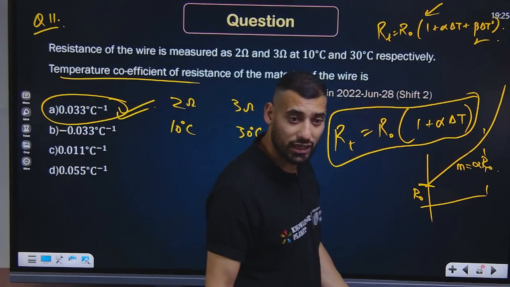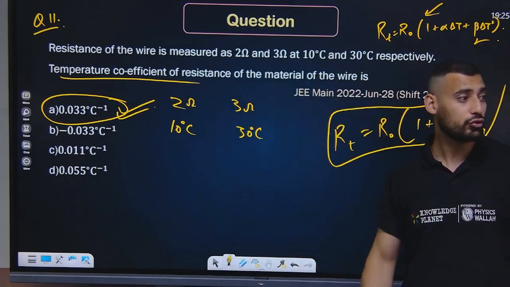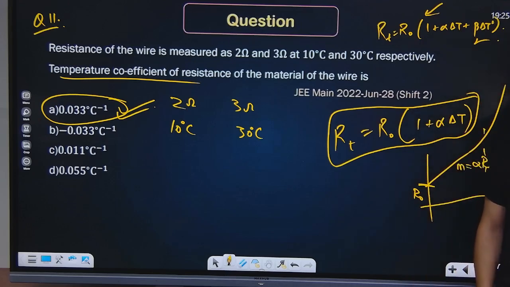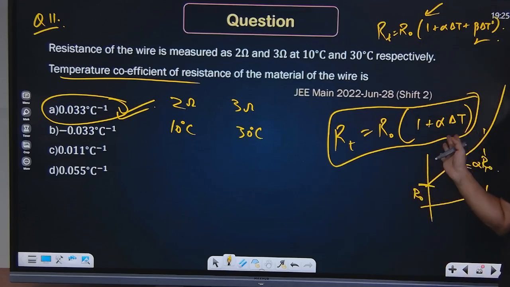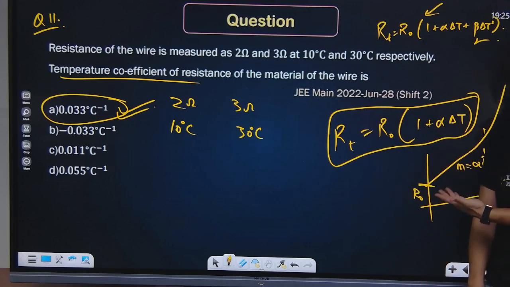Because even the teachers do it wrong. I swear, most of the teachers, they don't know the actual reason why we can't do it. But it's nothing, simple maths.